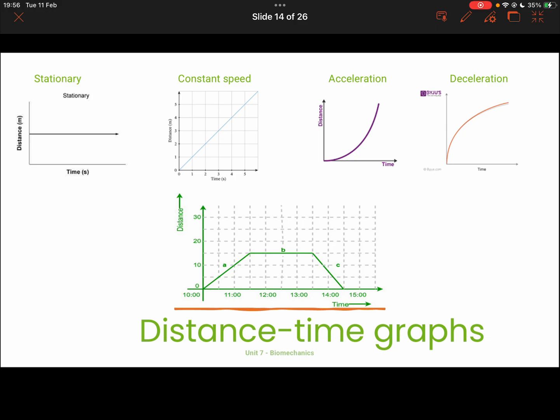There are different motions going on in this graph at the bottom. From A to B, there is acceleration because the gradient is getting steeper. There is no movement and the person is stationary between points B to C, and there is the deceleration after point C. This is where the athlete would have finished the race.